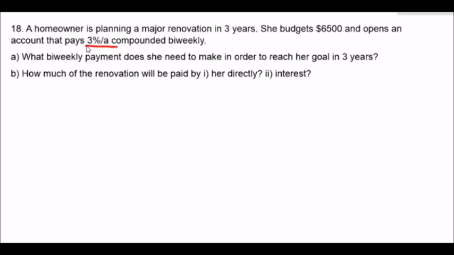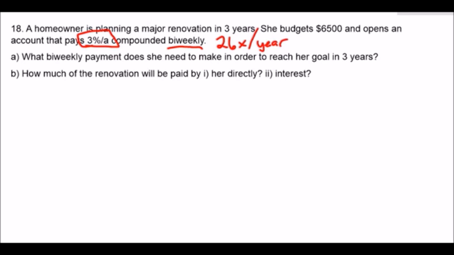So this slash A means per annum, which is per year. And that 3% per annum is compounded bi-weekly, which means every 2 weeks, and every 2 weeks means 26 times per year. And the question says, what biweekly payment does she need to make in order to reach her goal? And then how much of the renovation is paid by her and how much is interest?